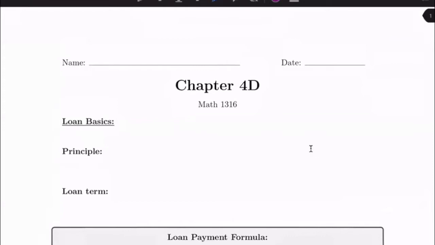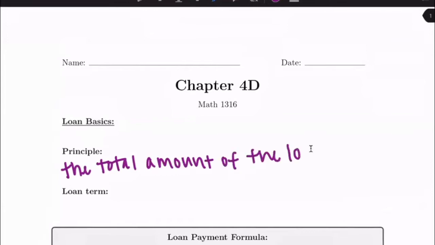So in terms of a loan, the principal refers to the total amount of the loan. Usually we use the term principal to refer to the initial deposit when we were doing investments. But when we're talking about loans, the principal is the amount of the loan, or the amount of money that you owe is another way to think about that.